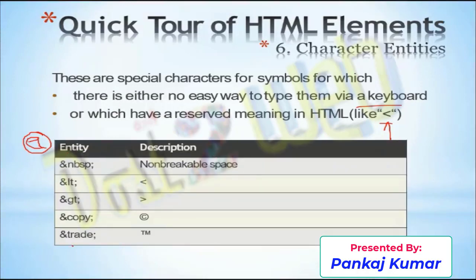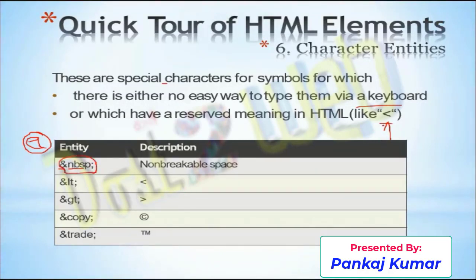Here you have other entities. If you want a space, as I showed you yesterday in the example, when I want to give space between two characters or two sentences and you just type spaces, nothing will happen. So when you want a non-breakable space, you have to use the character entity: ampersand, NBSP, which means non-breakable space, and semicolon. You have to give this syntax, then only the space will be taken.